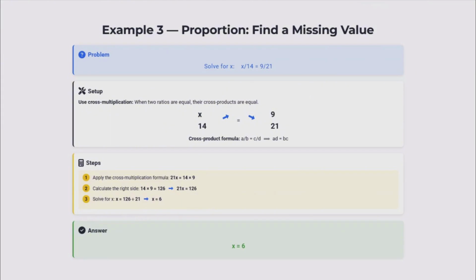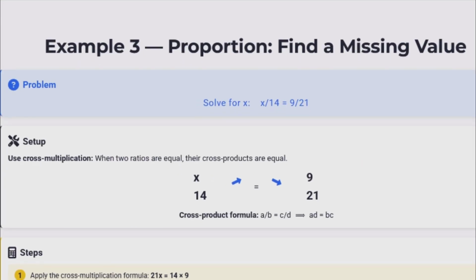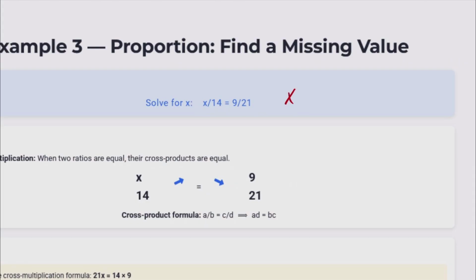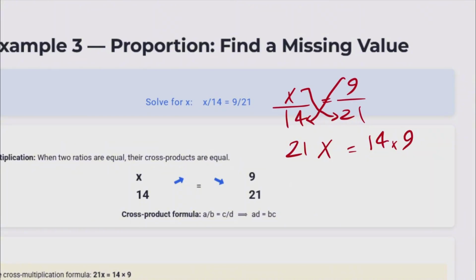Imagine that I have a question like this. I have a proportion: x over 14 equals 9 over 21. The very first thing we can do is cross multiplication. Multiply this by this and this by this and make them equal. So I have 21x equals 14 multiplied by 9. 14 multiplied by 9 would be a number, and since we are looking for x, the only thing I have to do is use the inverse operation. We remember from the previous video, divide both sides by 21. So x equals 14 times 9 divided by 21.